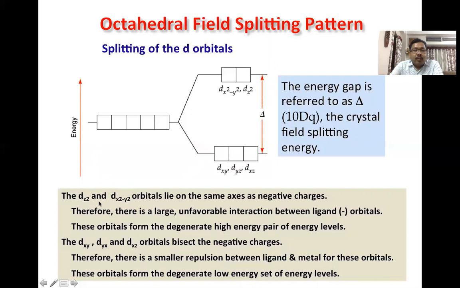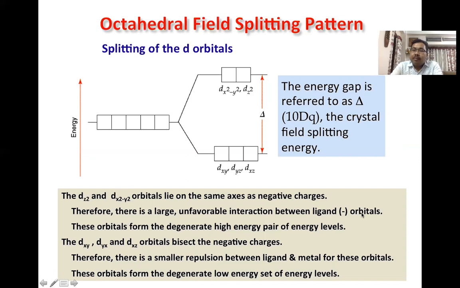The dz square and dx square minus y square orbitals lie on the same axis as the negative charges, since these orbitals are the shelters of electrons. And as we know, electrons are negatively charged, so all these orbitals can be treated as negative charges. Therefore, there is a large unfavorable interaction between the ligand and the orbitals.